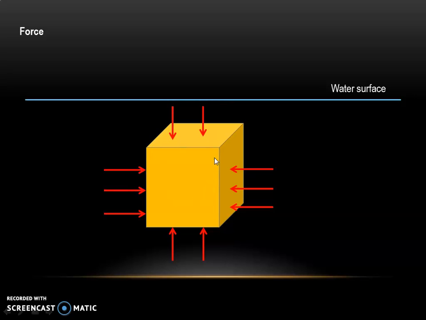And when the object is immersed in water, there will be forces acting on the object all around its surface. Here we can see that in the horizontal direction, there are forces acting on one side of the object in positive x direction and on the other side of the object in negative x direction. Since they are of equal magnitude but opposite direction, they will cancel out. So we will be left with only the forces acting in the downward direction and the forces acting in the upward direction.